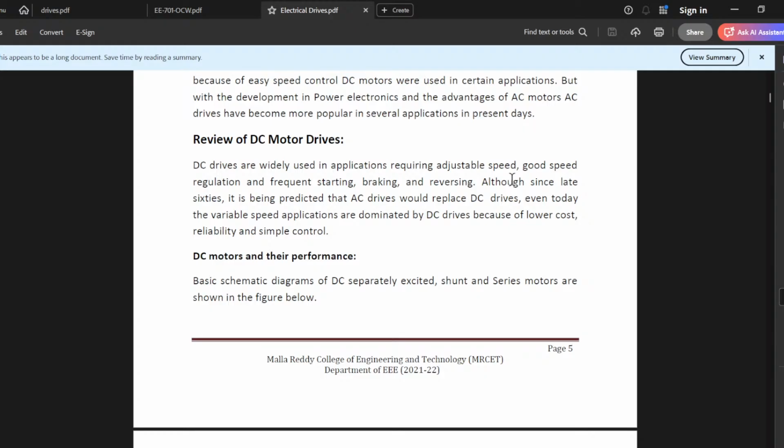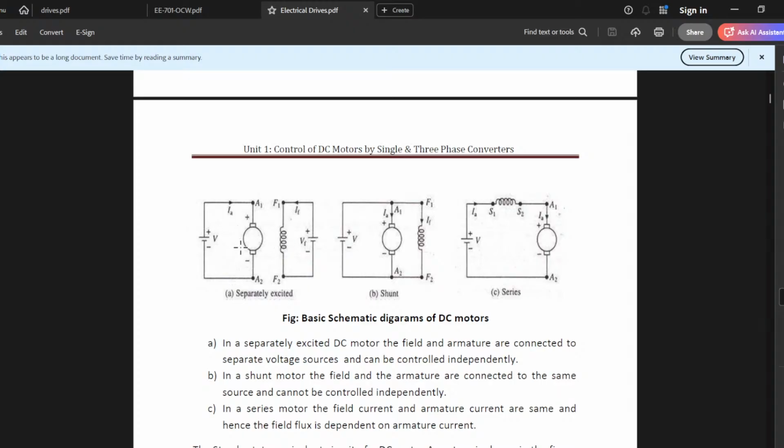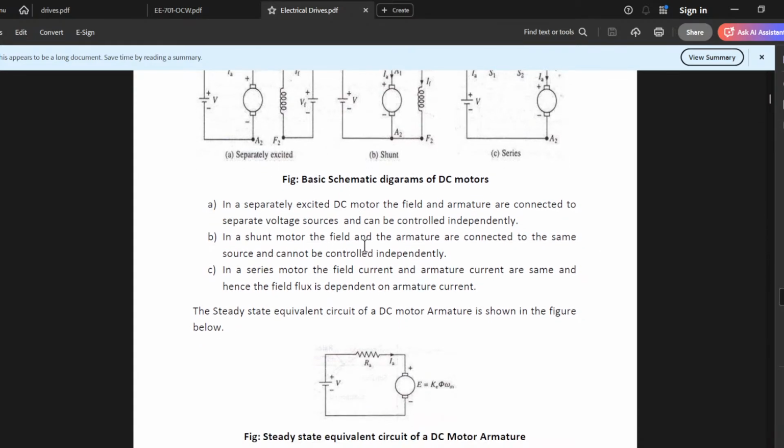DC motors and their performance. Basic schematic diagrams of DC motors: separately excited, shunt, that is parallel, and series. Separately excited means the field winding and the armature are separate. Here we have the armature, here we have the field. Both have different sources. Shunt is basically both in parallel, and series is both in series. In a separately excited motor, they are connected to separate voltages; in a shunt motor, they are connected to the same voltage and cannot be controlled independently.